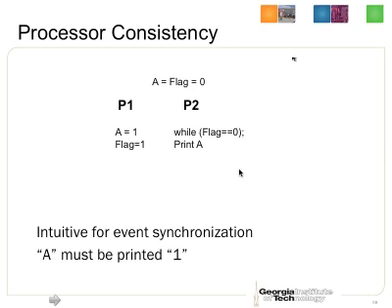In this consistency model, we have these programs on P1 and P2. A is 1, flag is 1. On P2, we check this flag. We wait until flag is not 0. So this is intuitive for event synchronization. So A must be printed as 1.